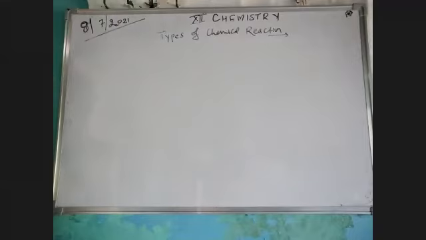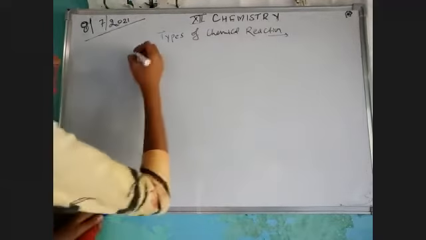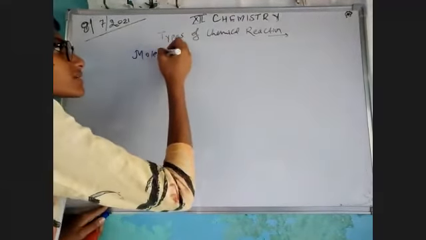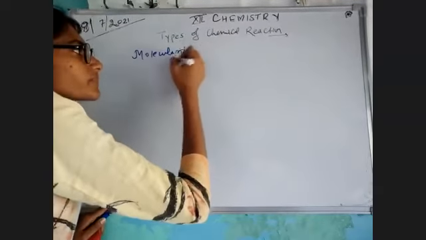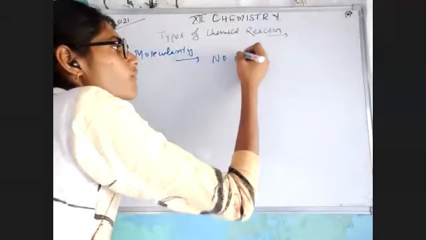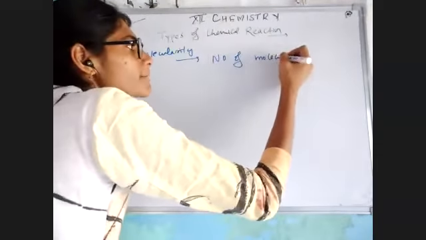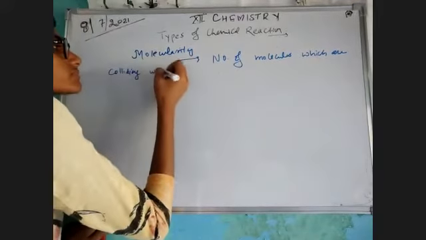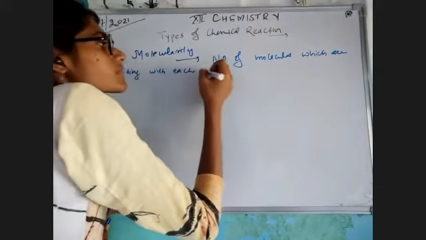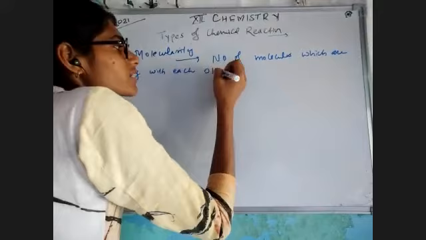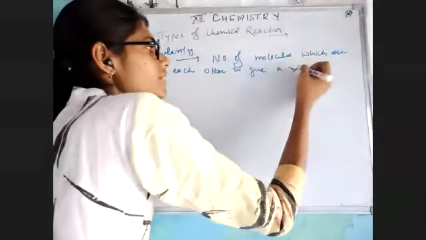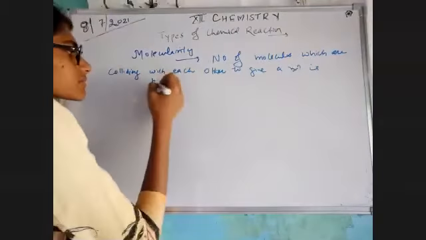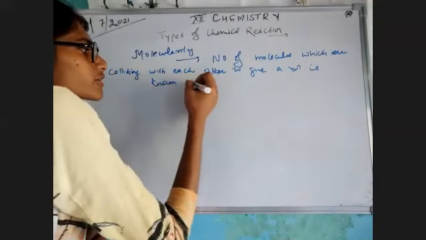What I'm saying is that molecularity is defined as the number of molecules which are colliding with each other to give a reaction, is known as molecularity.